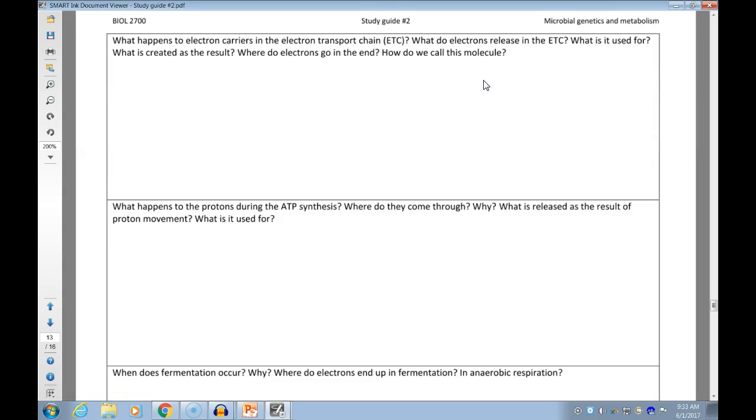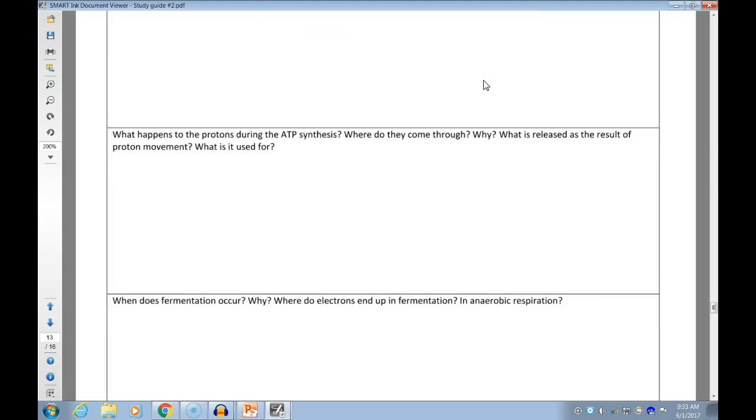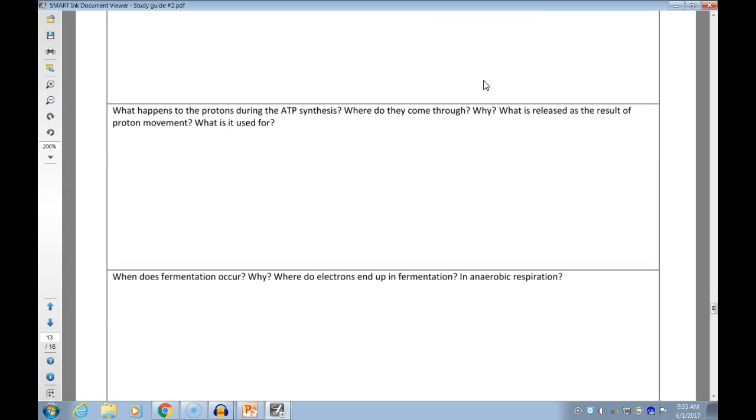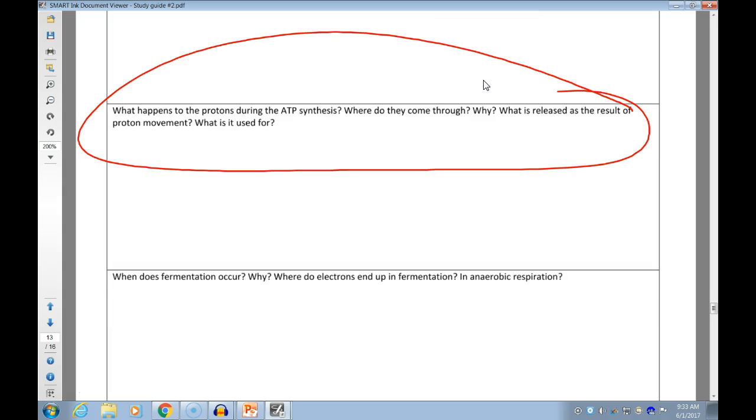Electron transport chain. I don't want to recite it again. Electrons give energy. Energy is used to pump hydrogens. Hydrogen diffuse back. Energy of the diffusion is used for ATP synthesis. Electrons go to the oxygen. We call it final electron acceptor. That's protons, ATP synthase, proton diffusion.